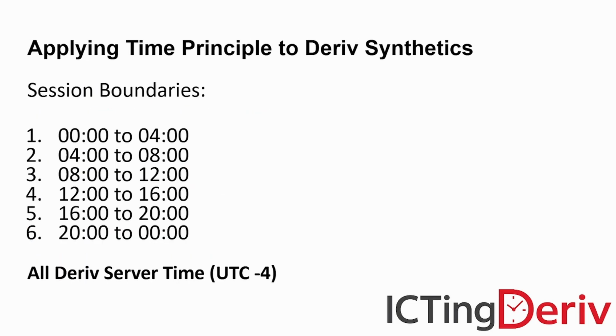So applying the time principle to derive synthetics. For us to be able to do this, we have to first define session boundaries. There's six of them from my studying and investigation. And you have them here: from midnight to 4 a.m., 4 a.m. to 8 a.m., 8 a.m. to 12 p.m., 12 p.m. to 1600 hours, 1600 hours to 2000 hours, 2000 hours to midnight, right?